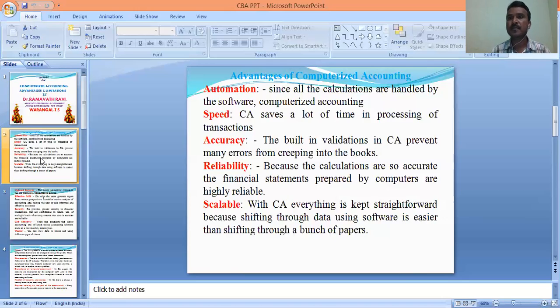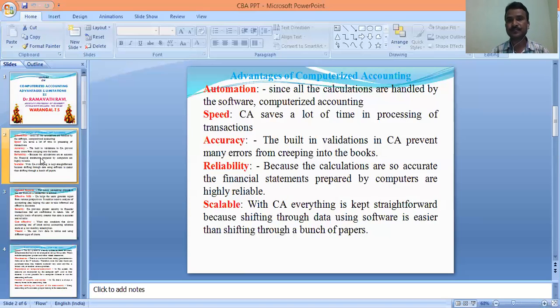And next, speed. Basically, the computer is a device that functions at very high speed in recording transactions. Similarly, in computerized accounting also, there is speed of transaction. In manual accounting, the accountant has to record 10, 20 transactions within 1 hour, but with the computer he can record all the transactions within 5 minutes. Computerized accounting saves a lot of time in processing transactions. It's smart work.